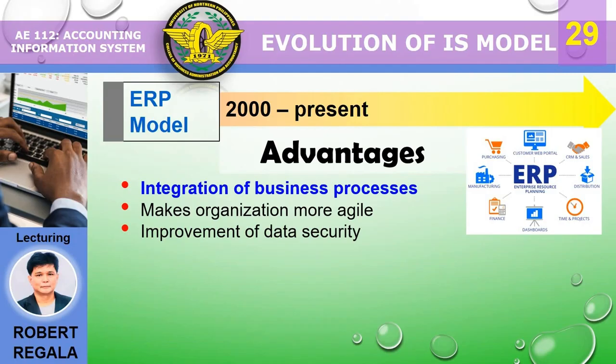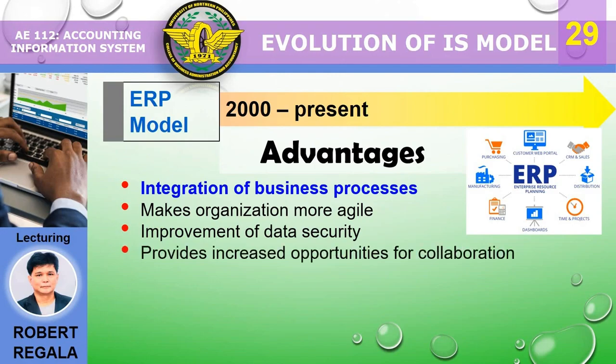A common control system, such as the kind offered by ERP systems, allows organizations the ability to more easily ensure key company data is not compromised. This changes, however, with a more open environment, requiring further scrutiny of ERP security features and internal company policies regarding security. 4. ERP provides increased opportunities for collaboration.